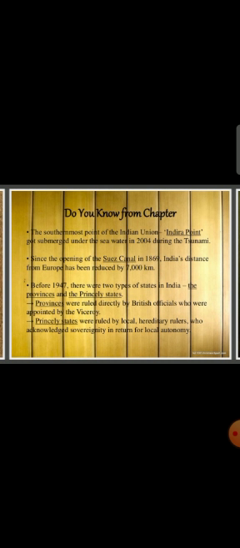Before 1947, there were two types of states in India, the provinces and the princely states. Now, see the difference between the provinces and the princely states. Provinces were ruled directly by British officials who were appointed by the Viceroy, and princely states were ruled by local hereditary rulers who acknowledged sovereignty in return for local autonomy. See the latitudinal and the longitudinal distance of India.